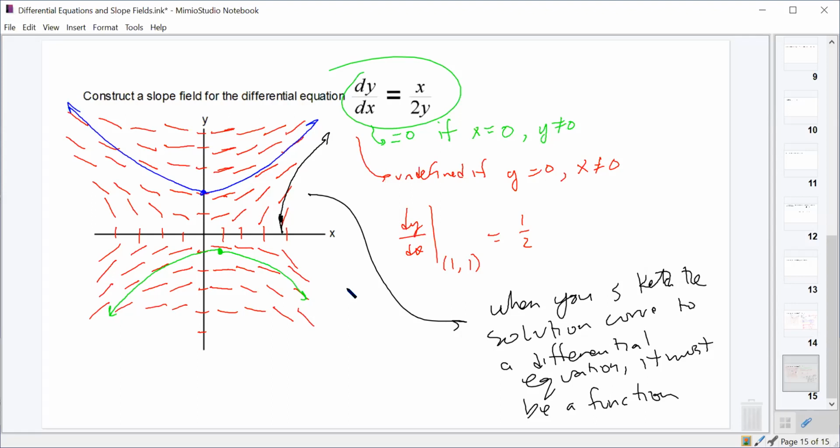So any questions on these slope fields and what they are, how to do them, how to construct them, anything about them? All right, let's move forward then.